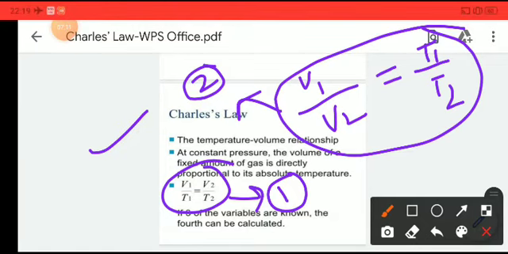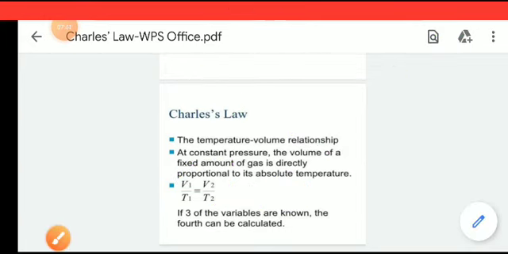There are four terms: V1, V2, T1 and T2. If we know any three of the four terms, we can easily calculate the fourth one. So this is Charles Law.